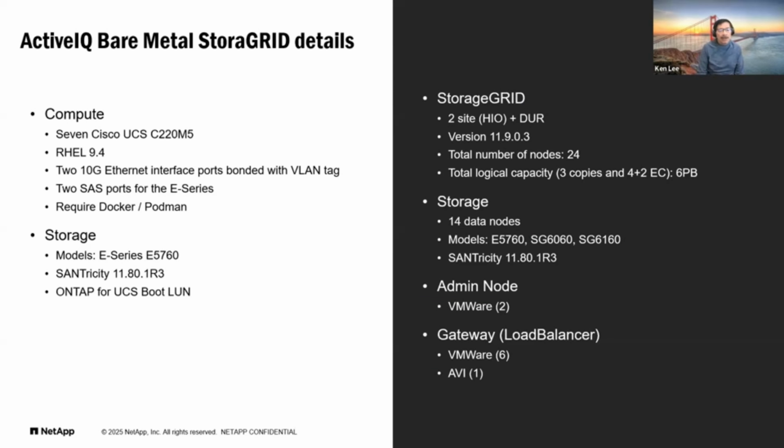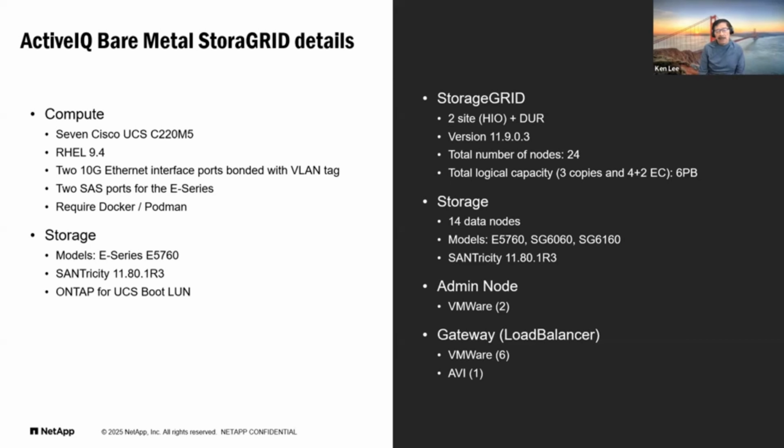Our third storage grid is our Active IQ, what we call a bare metal grid. For the compute portion, we are using Cisco UCS C220 M5, running Red Hat 9.4. It has 2 10 gig interfaces, 2 SAS ports for the E-Series, running Podman instead of Docker because Red Hat dropped support for the Docker engine.